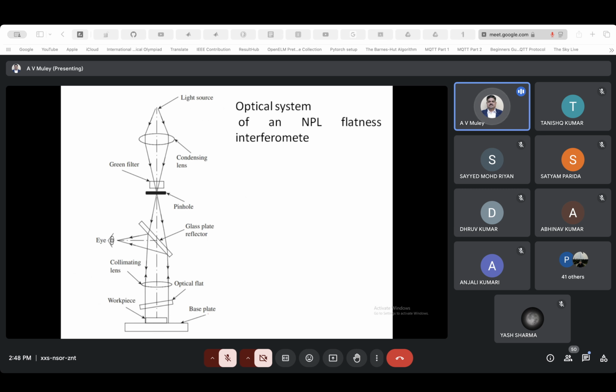ये सोर्स है आपके पास, ये कंडेंसिंग लेंस है, यहाँ ये पिन होल है, ये ग्रीन फिल्टर है फॉर एग्जांपल, देन ग्लास प्लेट रिफ्लेक्टर है, ये आईपीस है आपका, ये ऑप्टिकल फ्लैट आपने यूज किया है, दिस इज कॉलिमेटिंग लेंस जिसमें कि पैरेलल लाइंस बनती हैं, एंड दिस फॉर एग्जांपल द बेस और वर्क विद दैट वी वांट टू मेजर। तो इस तरह से या तो मैन्युअली कर लो या तो you can make use of this kind of interferometer which is developed by this NPL. Okay.